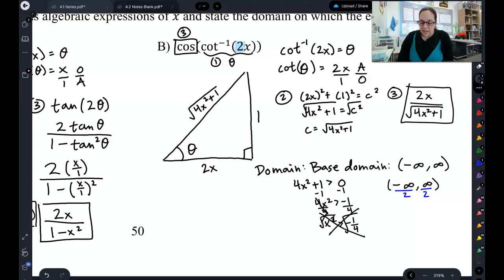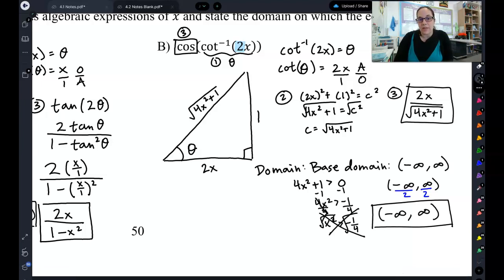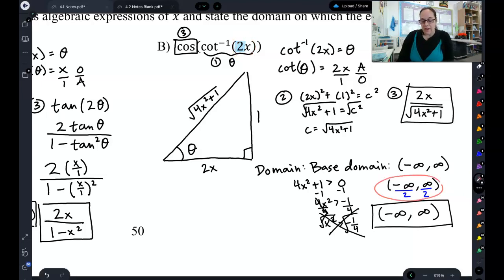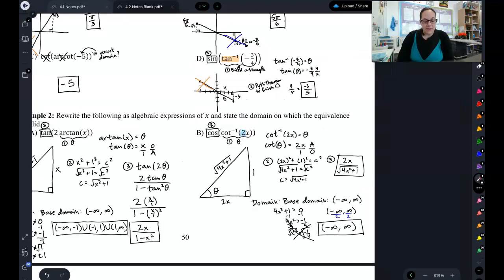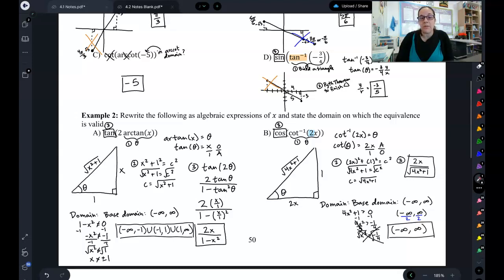Now, in this case, it doesn't make much of a difference because infinity divided by 2 is still infinity. But that will make a difference in a problem we'll do later in this lesson. So anytime you have a number on the very most inside, you have to think of undoing it, and that is what you do to the domain. So that is everything with tangent and cotangent. Come back in the next videos where we'll talk about secant and cosecant.